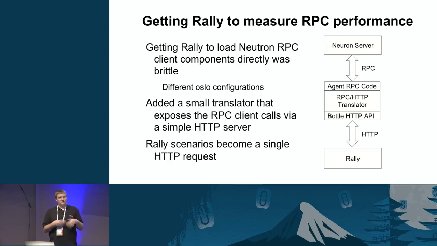But this led to a lot of brittle stuff because the Neutron agent components were in it directly. We would refactor, those would move around, and that would break. And they would also have different Oslo configurations. So Rally has its whole configuration set, and the agent has its configuration set that would conflict. So I added this extra layer in between where we just have a small process running that runs the Neutron agent components, the RPC components that make calls to the Neutron server, and then exposes those via a little HTTP API using the bottle library. Then I can point the Rally scenarios at it and just do single HTTP requests that end up measuring the performance of our Neutron server RPC APIs.